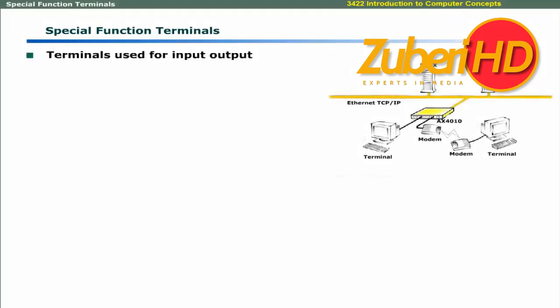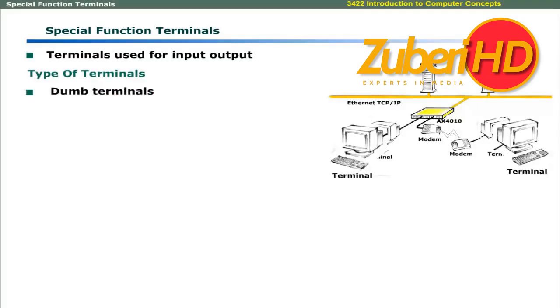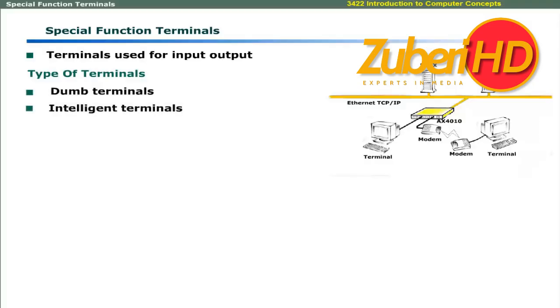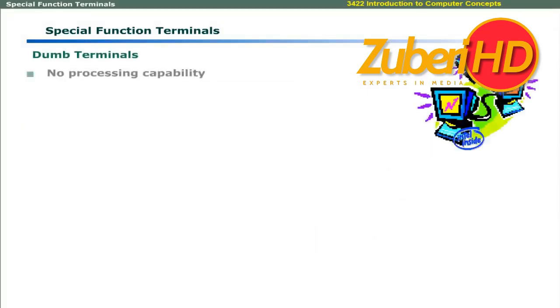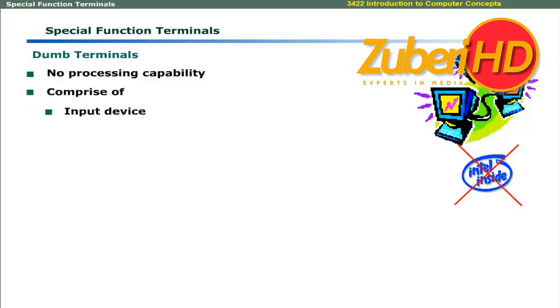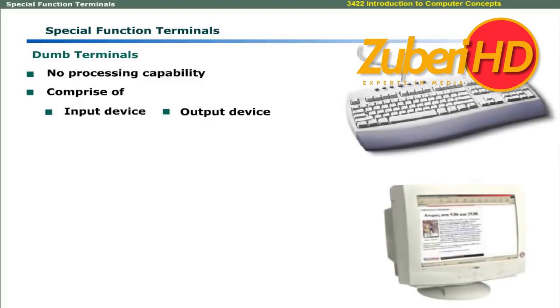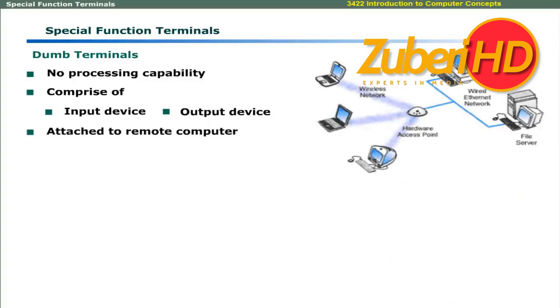Terminals are used for both input and output from a remote computer. These include dumb terminals, intelligent terminals, and special function terminals. Dumb terminals have no processing capability. These comprise an input device and output device, usually a keyboard and a monitor. These are attached to a remote computer. These work in simple text mode.